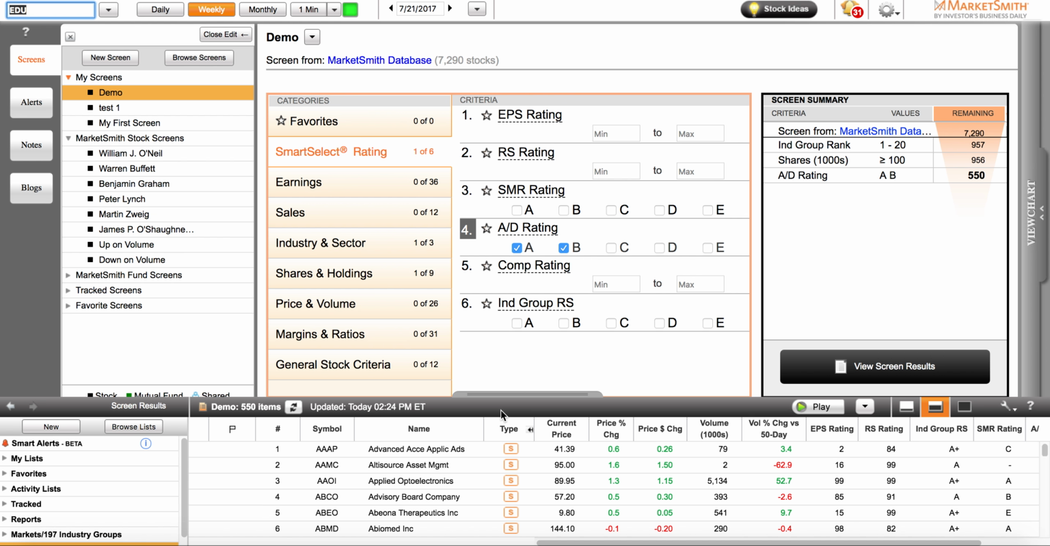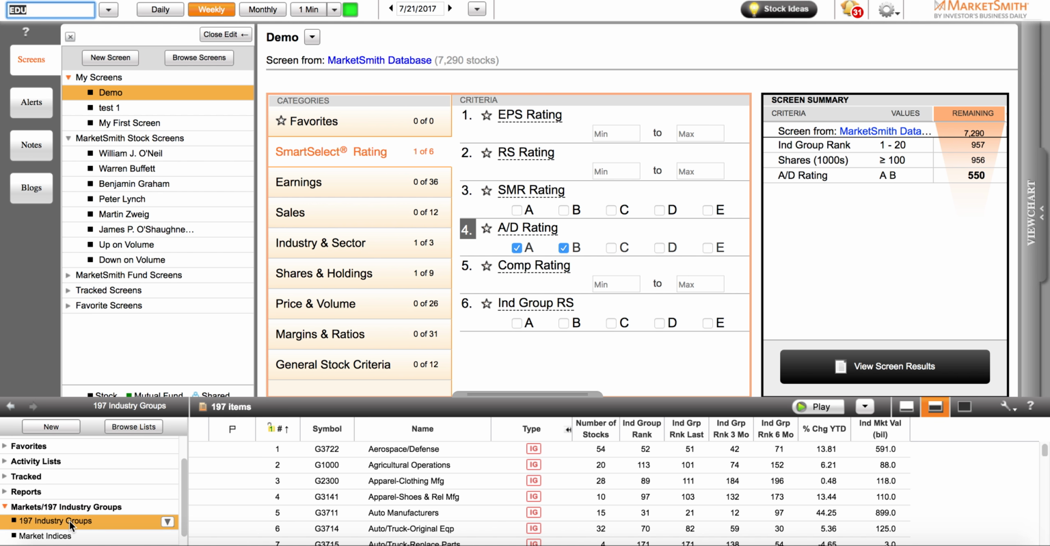In terms of taking a look at the industry groups, right? The way you do it is you take a look at the market's 197 industry groups right at the bottom over here. You look at the 197 industry groups and take a look at, okay, they have 197 industry groups, but which of them is actually ranking higher?